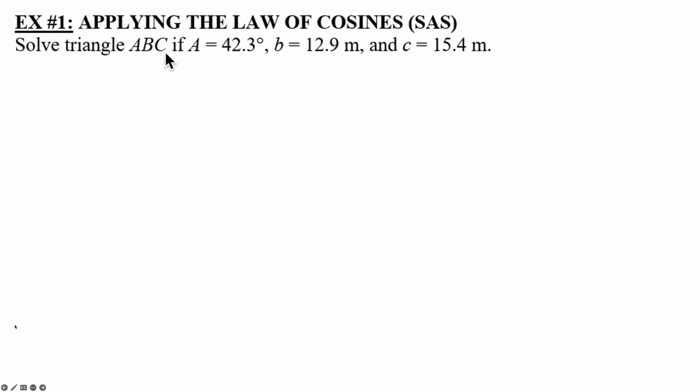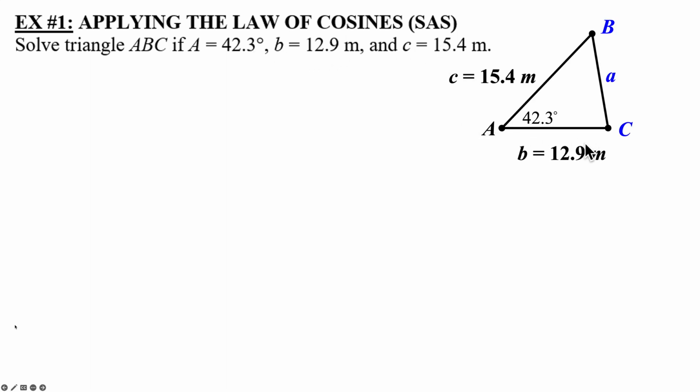So let's practice this in an example. Solve a triangle ABC if angle A is 42.3 degrees, B is 12.9, C is 15.4. So I tried to draw this as close to scale as possible. And again, I'm not sure if this angle C here is less than 90 degrees. I'm not quite sure.